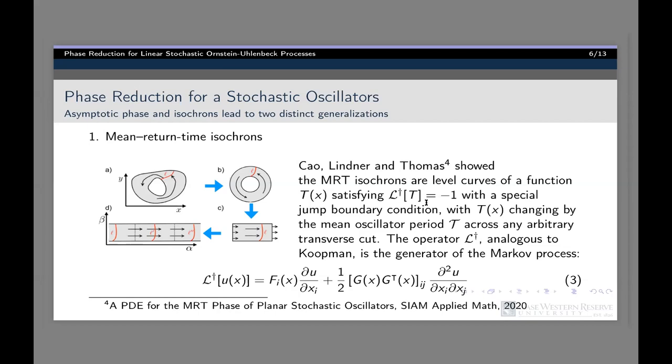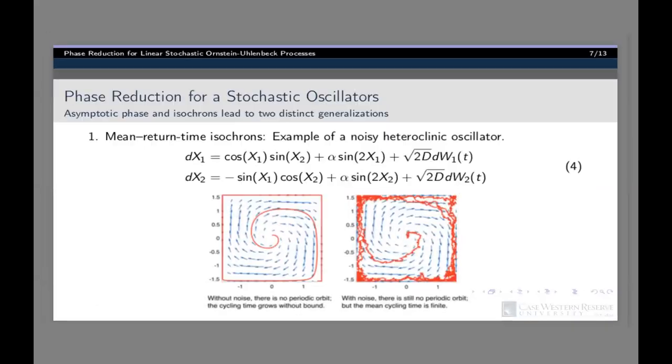Now, the operator here that shows up in this equation is the generalization of the Koopman operator to the stochastic setting. So you have this transport part, but you also have the diffusion part or the noise part. So this operator, I call it L dagger. We also call it the backward operator. Probabilists call it the generator of the Markov process. You can think of it as the Koopman operator for a stochastic process. These are all names for the same thing. It's also the operator that shows up in Itô's formula, in Itô calculus.